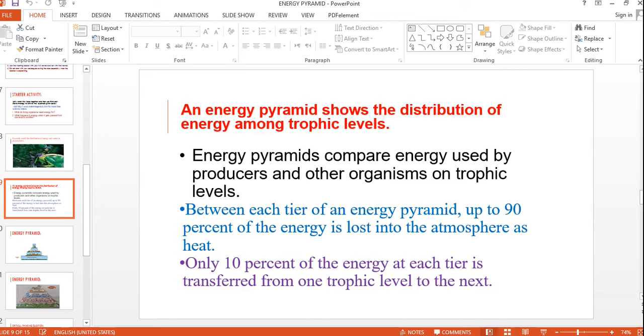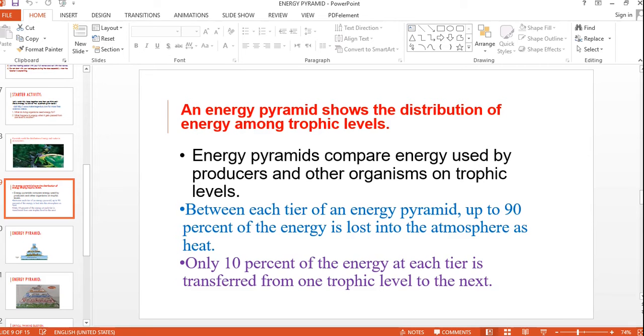First of all, if you remember, when I was explaining food chains and food webs, I told you at that time that for almost all ecosystems, the main source of energy is the sun. So the sun provides energy in the form of sunlight to almost all ecosystems. Now, this energy from the sun is captured by plants. The plants convert light energy into chemical energy in a process known as photosynthesis.